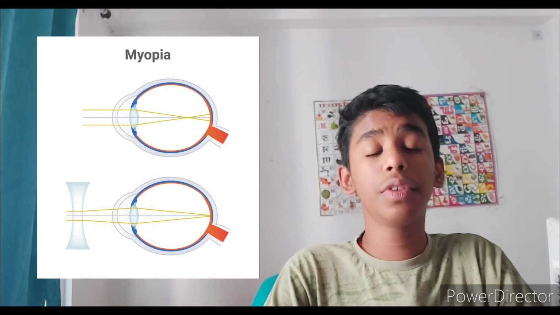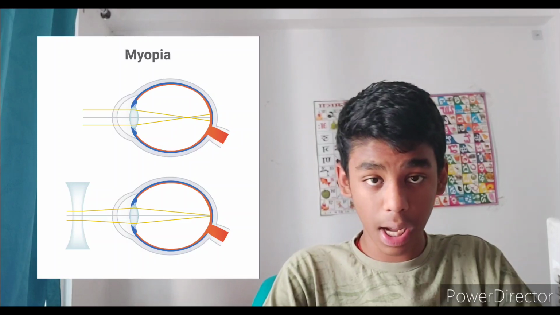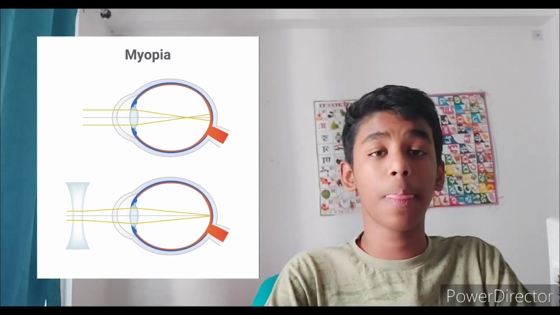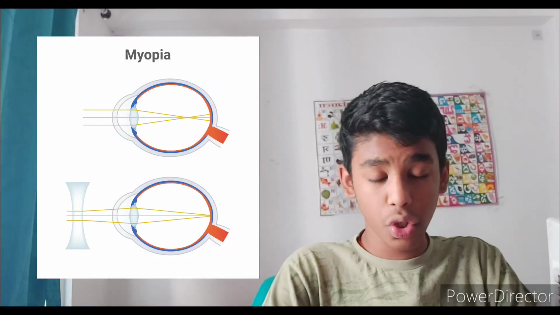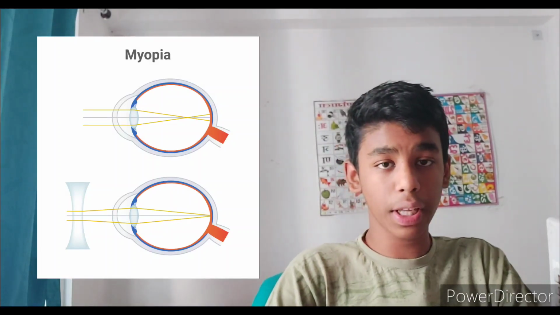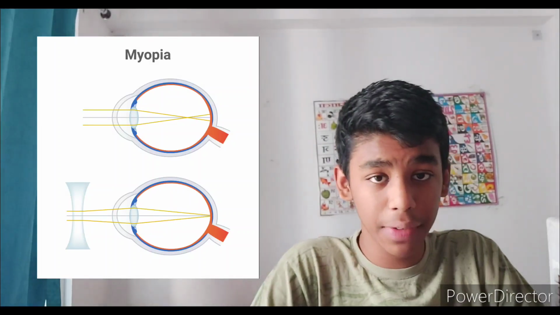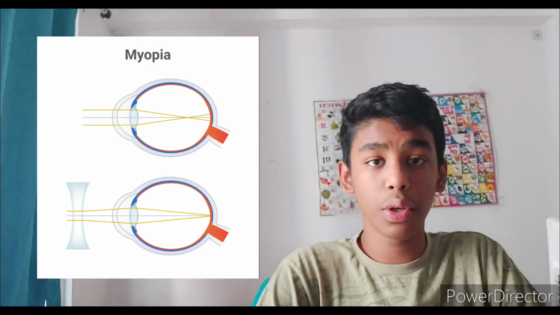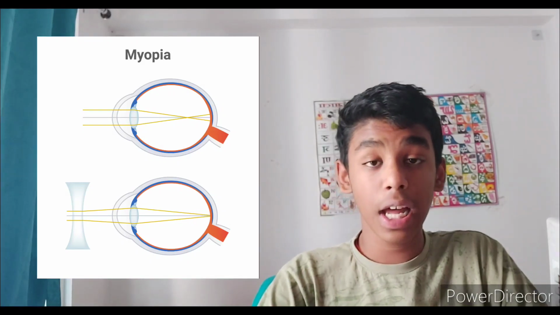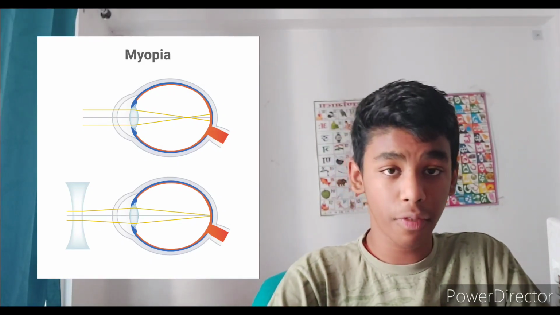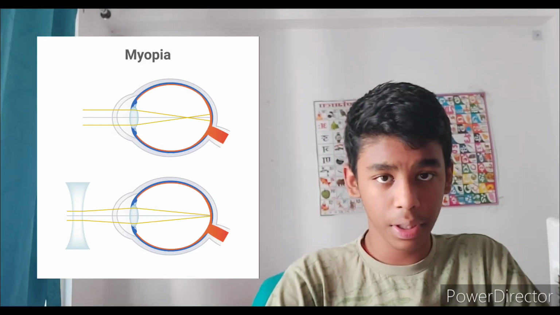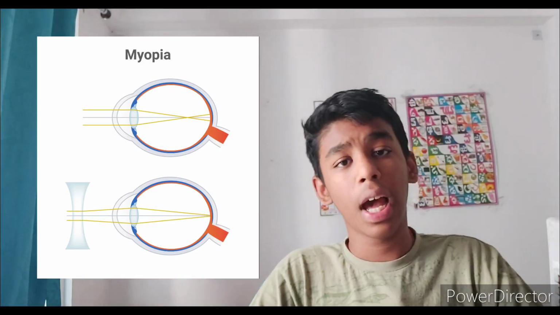The correction for this eye is that you need to use a diverging lens, which is a concave lens. When the light rays enter, the concave lens diverges them a little bit, and the light rays go into the eye's lens, which now functions correctly, and the light rays go to the retina. This is all about myopia.